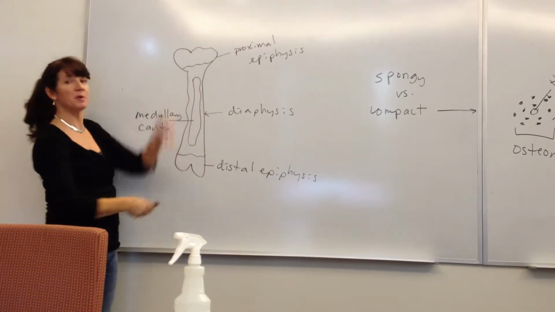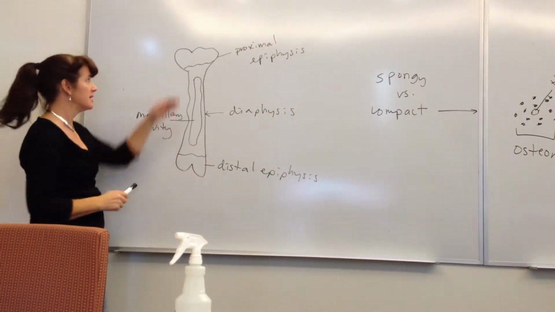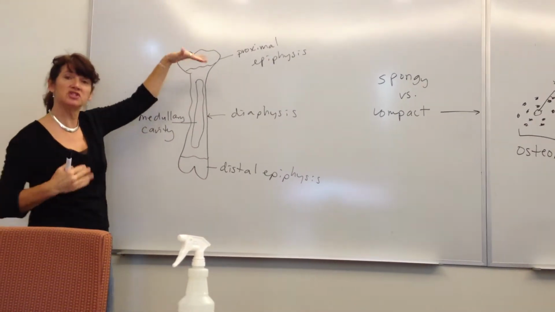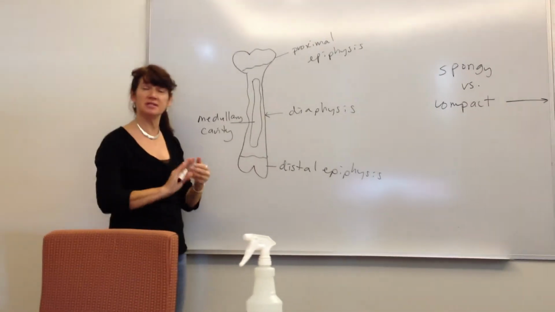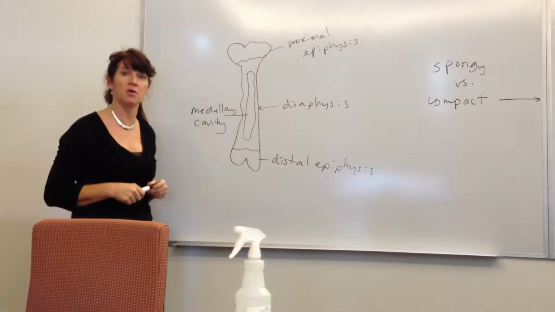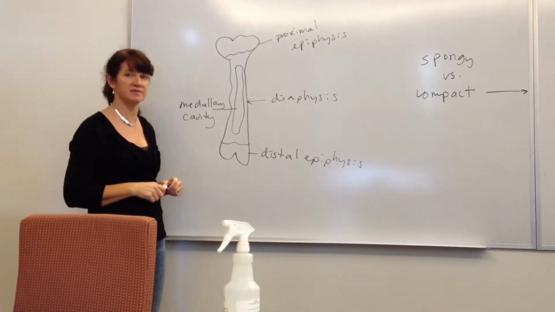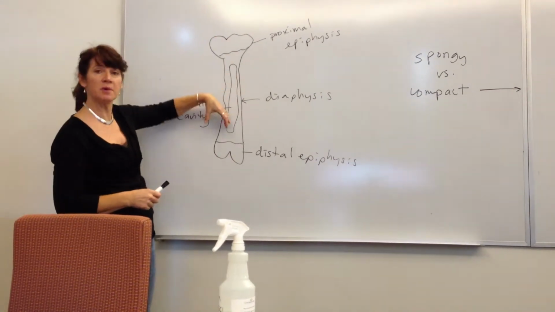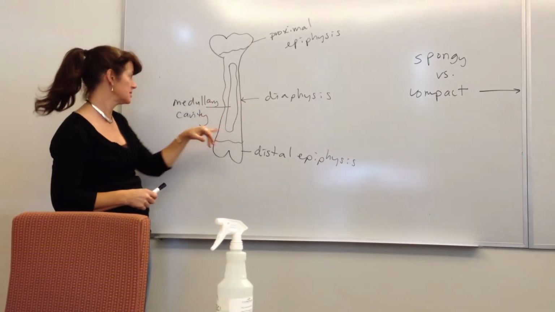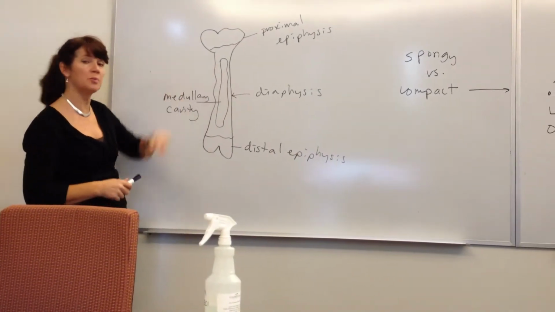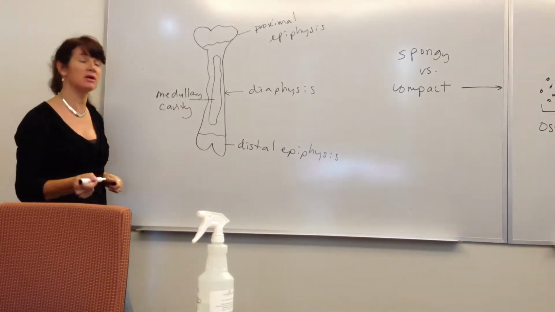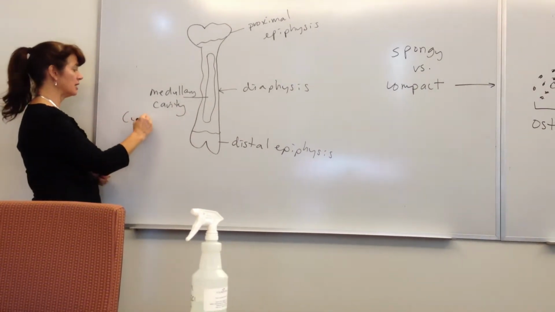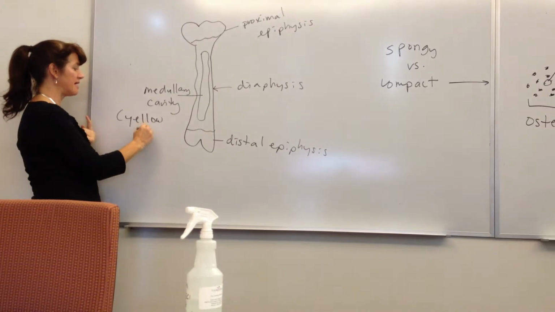So the ends of the bones are called epiphyses. The top one that's closest to the body is called the proximal epiphysis, and the epiphysis that's furthest away from the main core of the body is called the distal epiphysis. The main shaft of the bone is called the diaphysis, and then the center hollow part of bones is called the medullary cavity. Inside the medullary cavity, you have yellow bone marrow, which is basically fat.